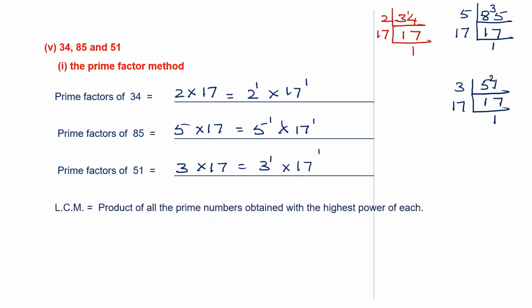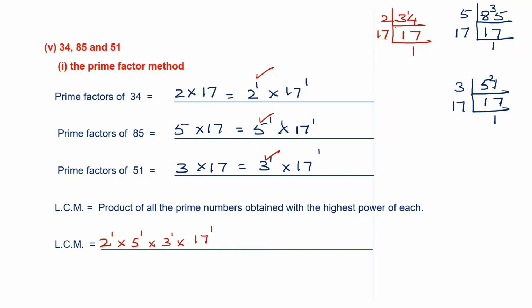Now, the LCM is product of all the prime numbers obtained with the highest power of each. So let's find the LCM by taking the highest power of each of these. Now 2, we have 2 to the power of 1. We don't have any other 2, so let's write it down. 2 to the power of 1 into 5 to the power of 1, then 3 to the power of 1, then 17 to the power of 1. Now we need to multiply all this.